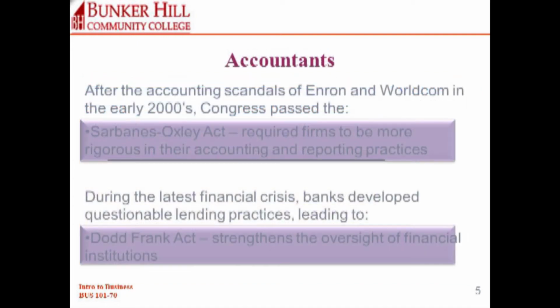On slide 5, they talk about accounting scandals at Enron and WorldCom in the early 2000s, which was almost 20 years ago. But there were huge scandals because people were basically running accounting fraud. As a result of the fraud from companies like Enron and WorldCom, Congress passed the Sarbanes-Oxley Act, which really required a lot more accountability in terms of the accounting practices and reporting practices.